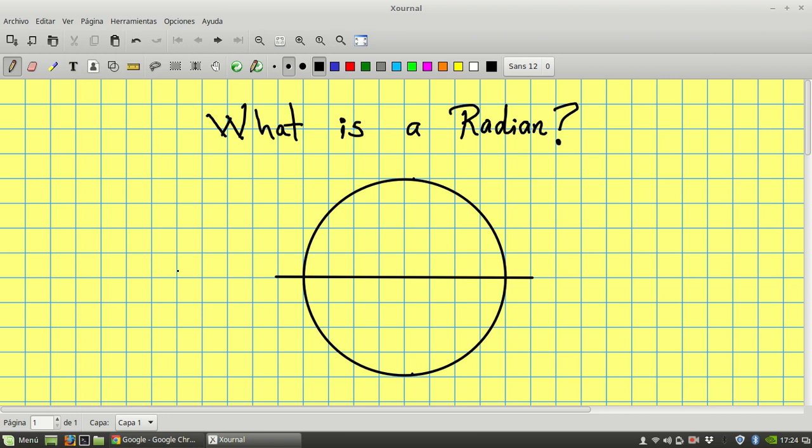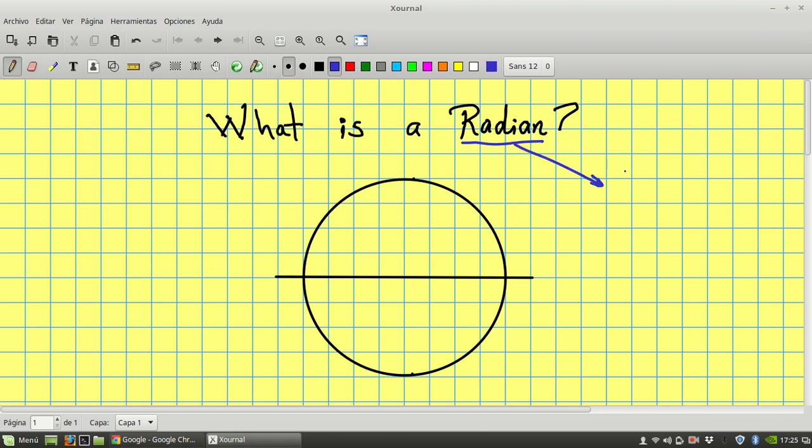And this special unit of measure for angles is the radian, and it's pretty useful for math and also for physics, because in physics most of the relationships we have in circular motion are related to angles in radians, not in degrees. Let me tell you the first fact we have about the radian.